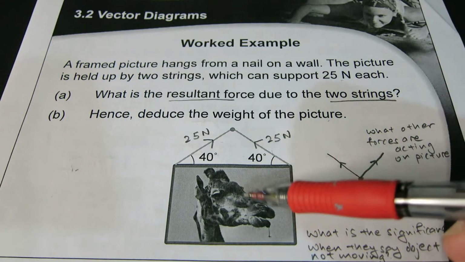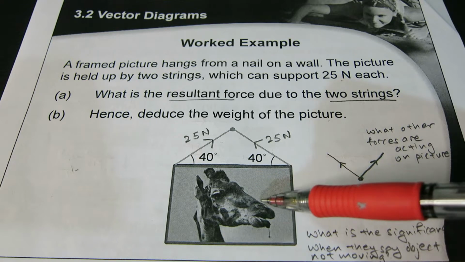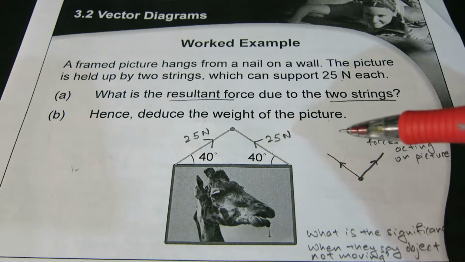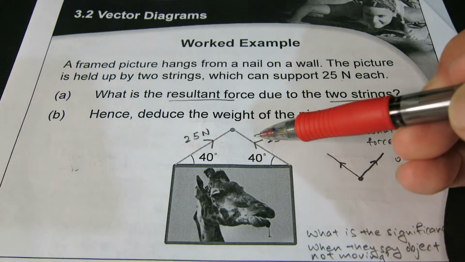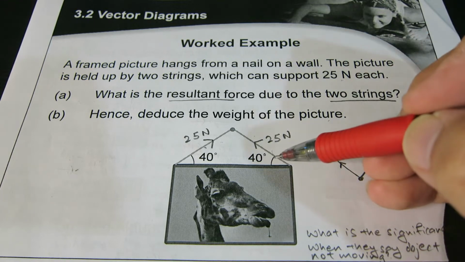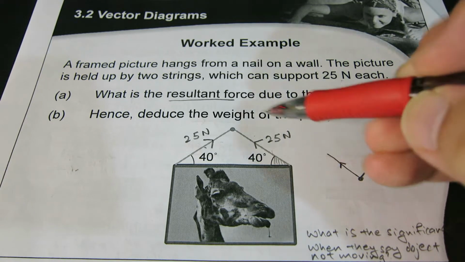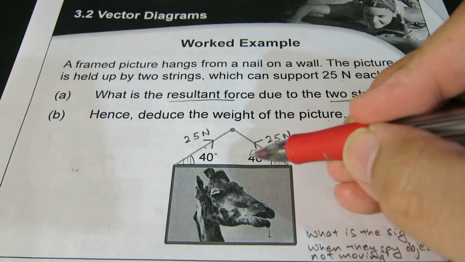Now, if I were to look at the picture here, can you tell me what are all the forces acting on the picture? The two easiest ones for us to point out are the 25 Newtons from string 1 and string 2. So how do we represent it? Remember, vectors are quantities that have magnitude and direction, so the direction must matter. So this 40 degrees here is not for play.